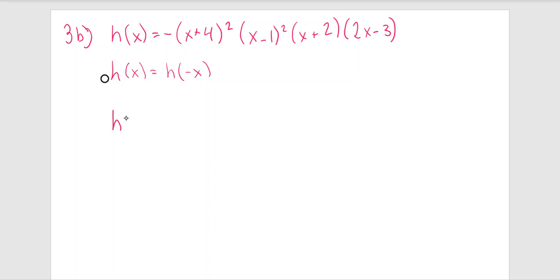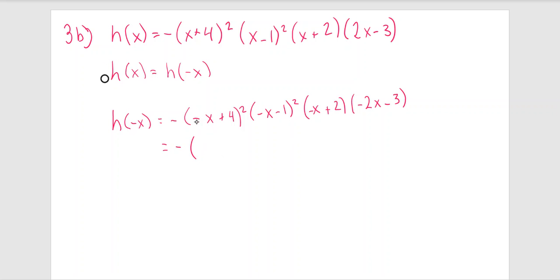So let's try that. We have h(-x), so that means we're going to input a negative in for x here, a negative in for x here, a negative in for x here, and a negative in for x here. So I'll just put a negative 2 there. Okay, great. Then after that, we're going to take out that negative.